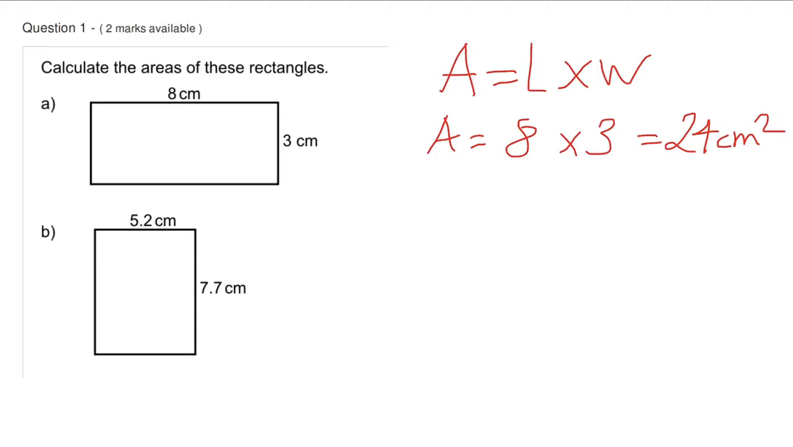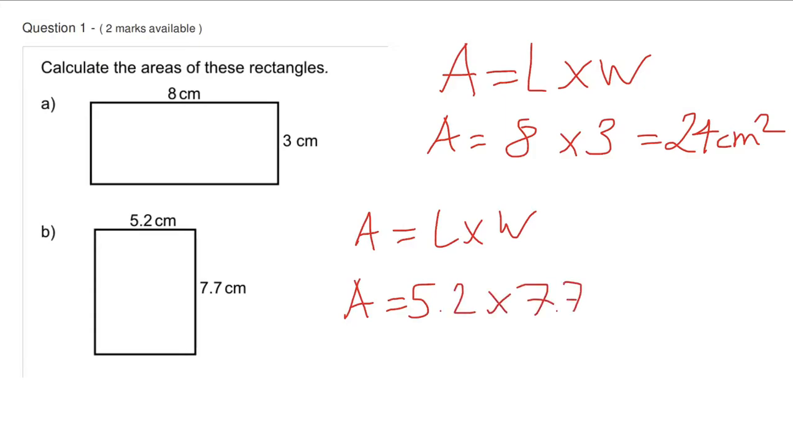Now part B, again we are writing out the equation to find the area of a rectangle. So that's area equals length times width. Area is equal to 5.2 times 7.7, and for this you can use a calculator. So that's 5.2 times 7.7, which is equal to 40.04 centimeters squared. And remember, the unit for area is always the unit that you have for your lengths and widths squared. So in this case they're both centimeters, so we have centimeters squared.